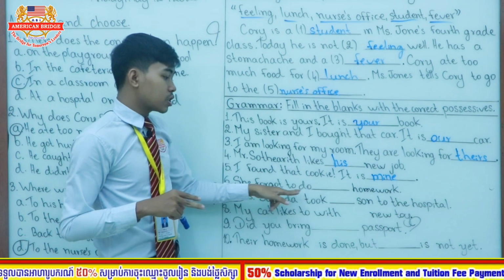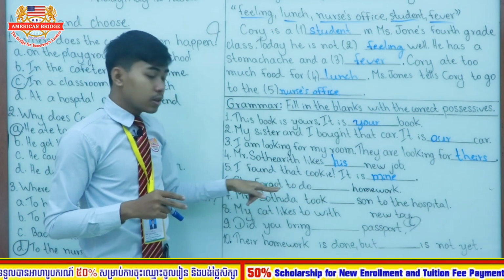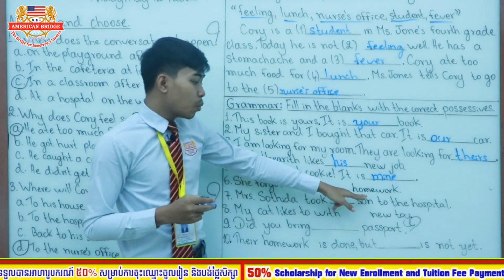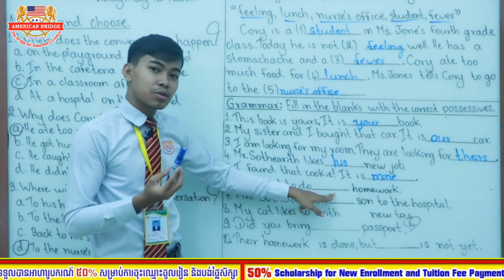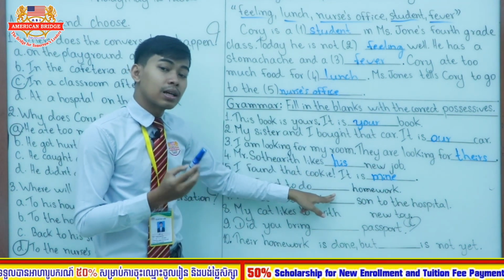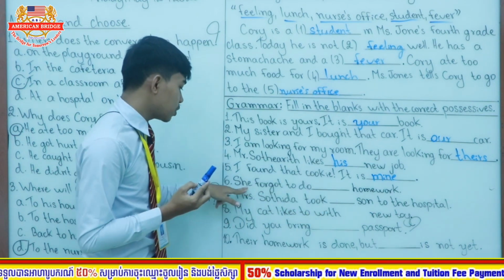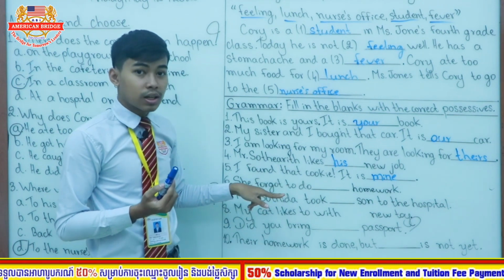She forgot to do blank homework. She here is the subject pronoun, and homework here is the noun, right? So noun, it means that this blank we have to complete using the possessive adjective. So what is the possessive adjective of she? Her. So she forgot to do her homework.